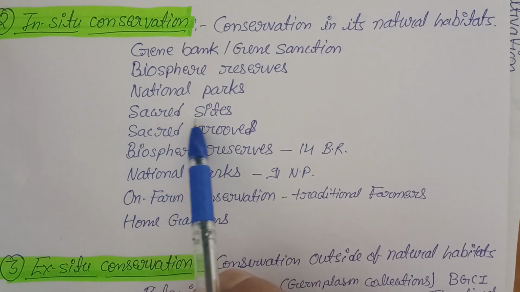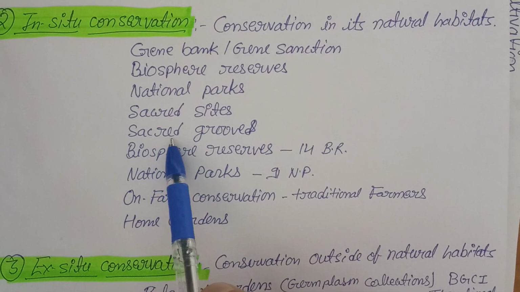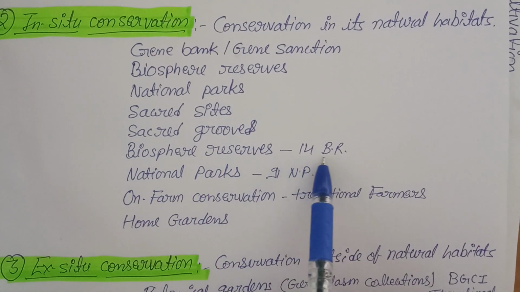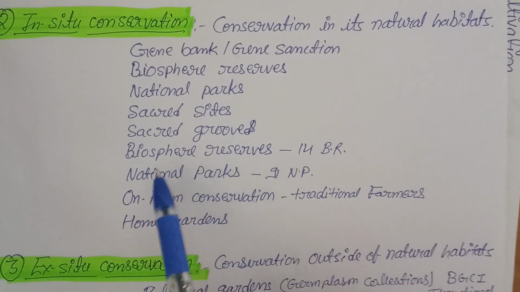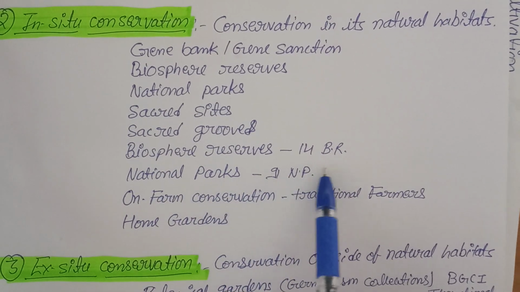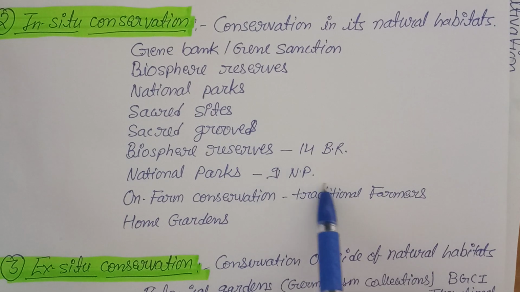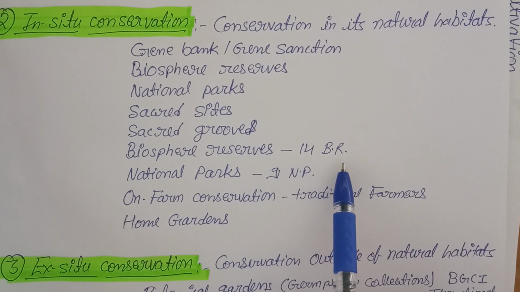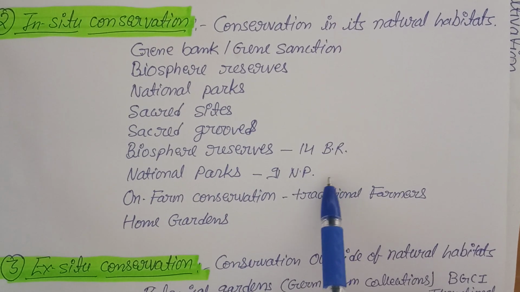Then sacred sites, sacred groves, biosphere reserves. There are 14 biosphere reserves available in India. National parks, 91 national parks, each located in a particular area, sealed by the government body, and nobody can take anything, either plants or animals, or damage them without having proper permission or government supervision.